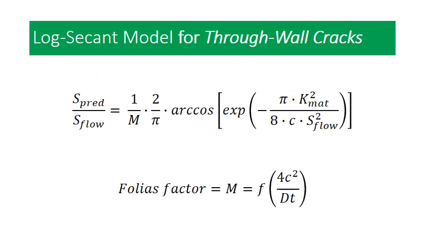So here we have the log-secant model for through-wall cracks, and this is the one that would be used for leak rupture boundary analysis. We have a remaining strength, which is the predicted failure strength over the flow strength. We've got 1 over the Folias factor. We have a 2 over pi, arccos exponential, K squared is our toughness. We've got an 8 factor, and c is the half crack length. The Folias factor, as you should know by now if you've been watching these videos, is a length-based factor.